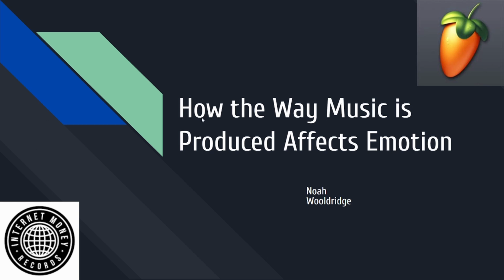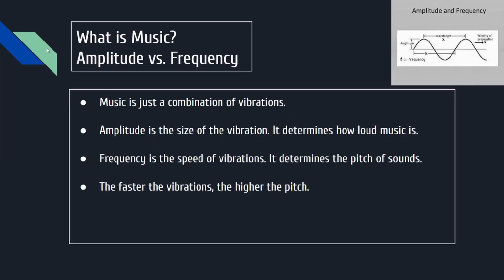So for my project, I chose how the way music is produced affects our emotion. First, I need to preface what music actually is. It's just a combination of vibrations, and amplitude is the size of the vibration. It determines how loud the music is, but frequency determines the pitch because it's the speed of the vibrations. The faster the vibration, the higher the pitch.